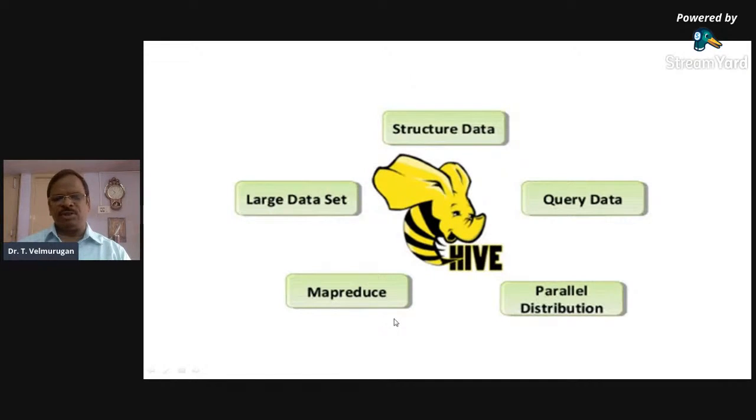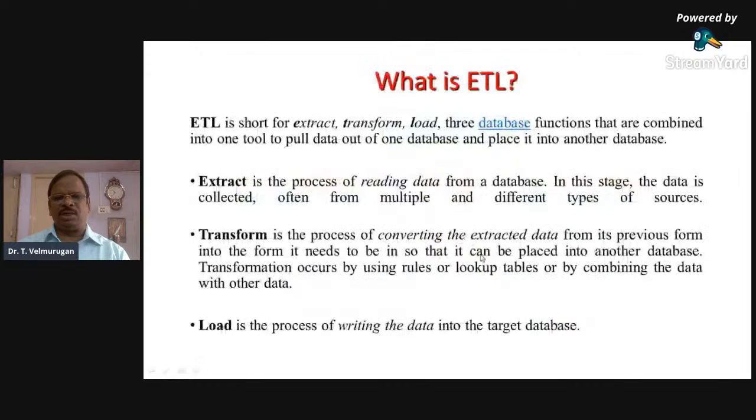MapReduce is one of the frameworks utilized in the Hadoop platform. HDFS and MapReduce are the two components available in the Hadoop software. The first one is MapReduce, whose input information is supplied by the Hive tool. Also, the parallel distribution concept is followed by means of this Hive software. So this is the symbol for the Hive software.